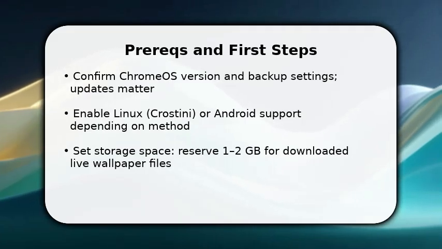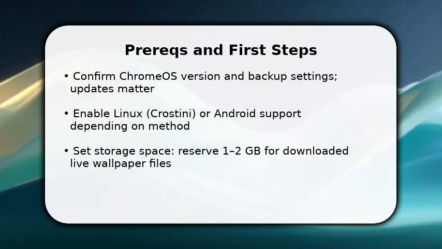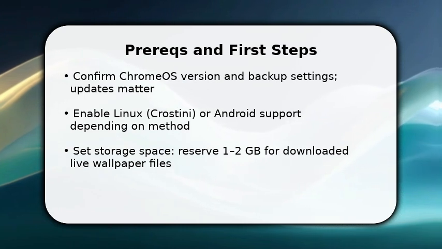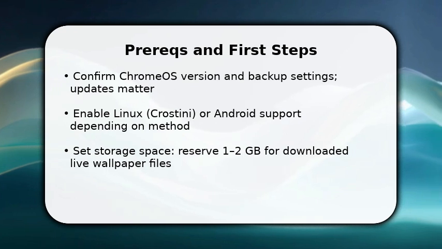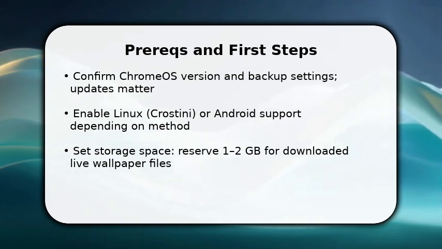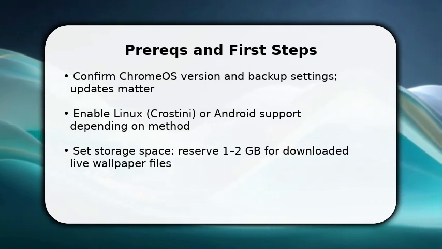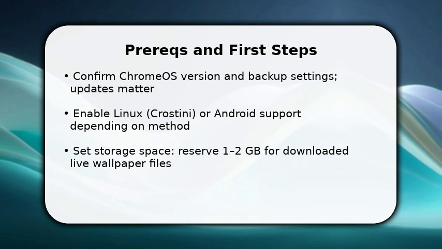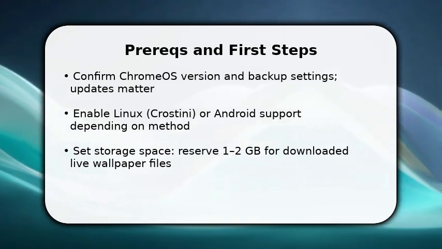You'll start by checking Chrome OS version and enabling the feature set you need. If you pick Android apps, make sure Play Store is active. If using Linux tools, enable Crostini now. Once done, free 1 to 2 gigabytes for downloads and temp files so installations don't fail. You're doing this to get smoother animations and proper permissions. Enabling the right subsystem first prevents needless rework.